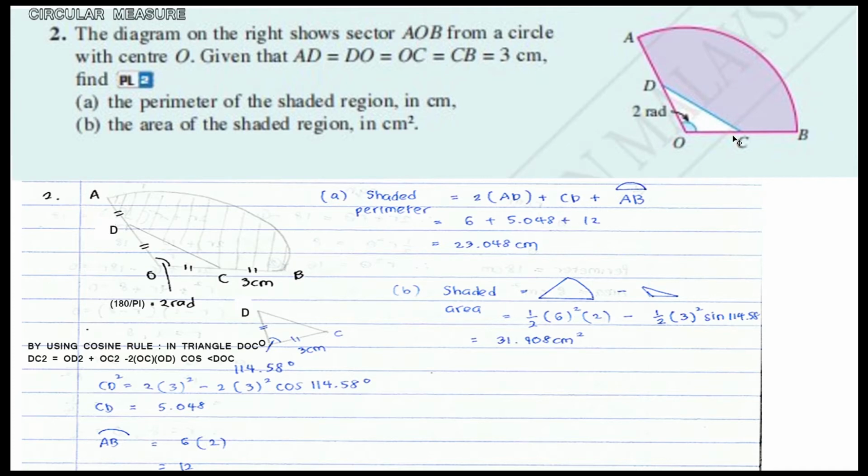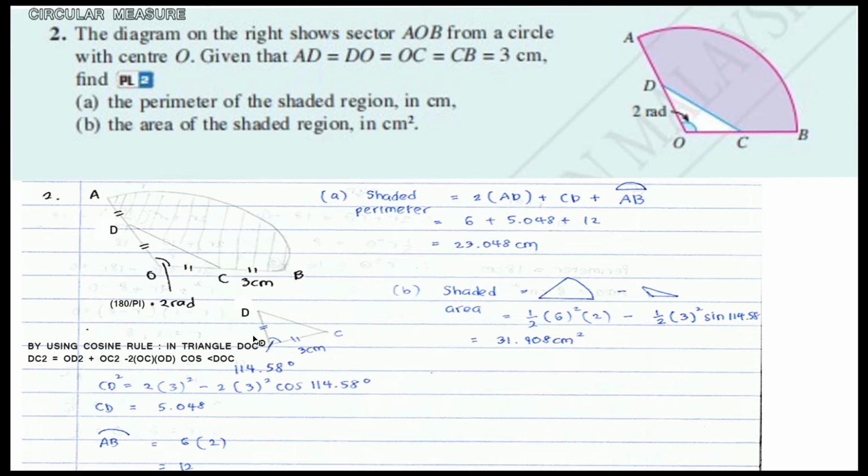This length can be found out by using the cosine rule. This triangle is represented here. Here the symbol is used to represent that all these lengths are same. I have taken this triangle out, DOC. This length is 3 centimeter, this is 3 centimeter, and this angle is 2 radians. When you use the cosine formula, the angle should not be in radians, it should be converted into degrees. So this 2 radians multiplied by 180 degree by pi, you will get 114.58 degrees. This has to be used while using the cosine rule.